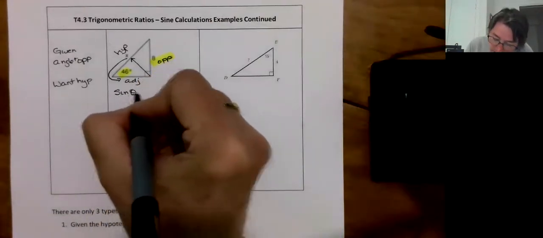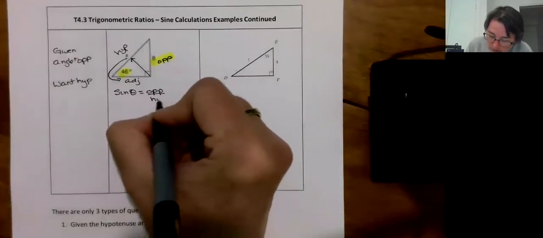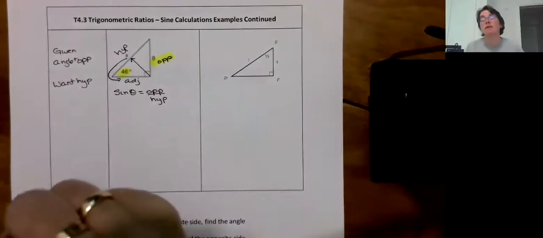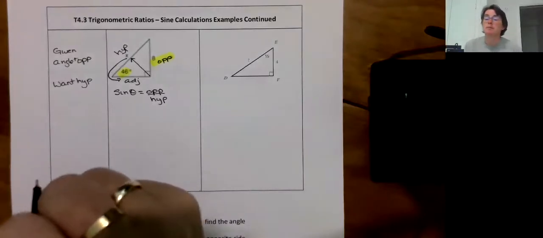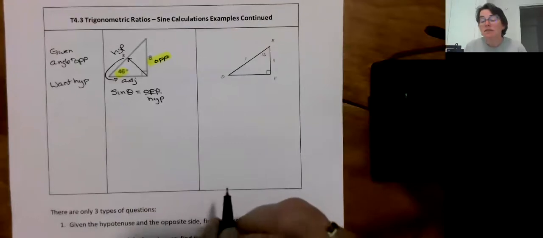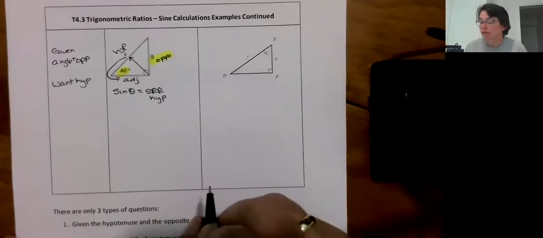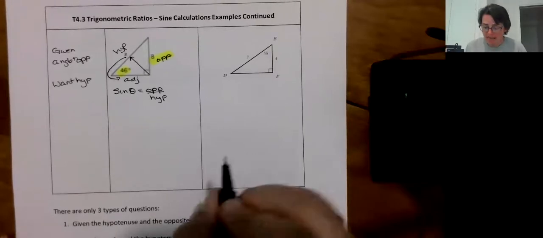So sine theta is opposite over hypotenuse. Please write the formula out every single time. Please, please, please. Don't just start randomly throwing numbers in, because at some point you're going to plug the thing in the wrong spot and then you're going to be sad. And I really don't want you to be sad.